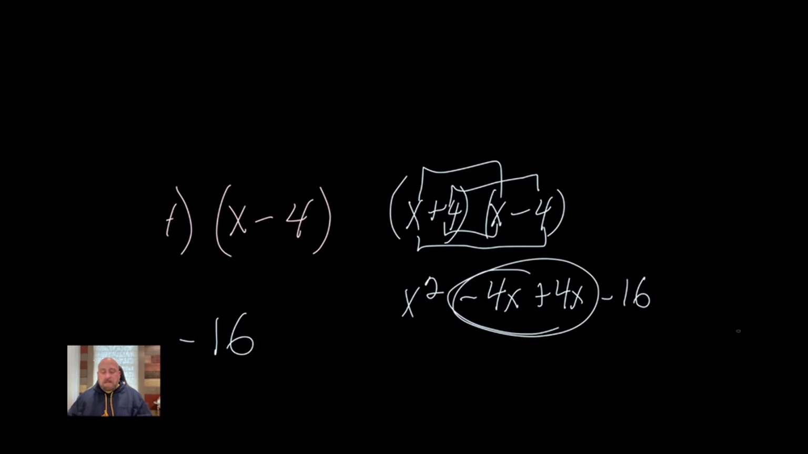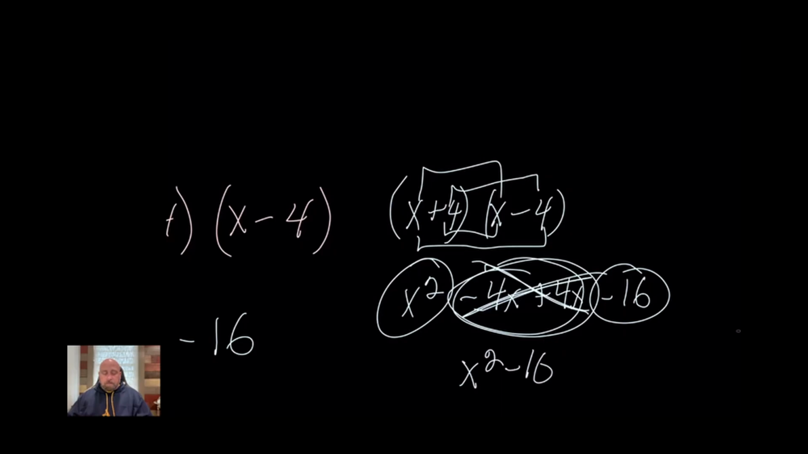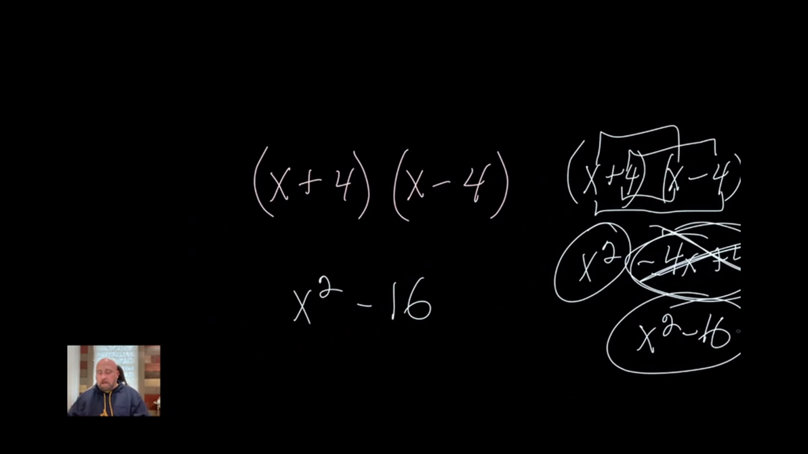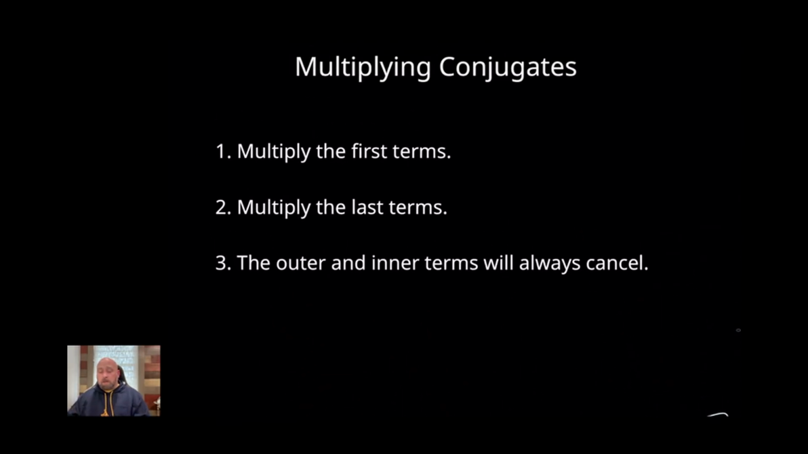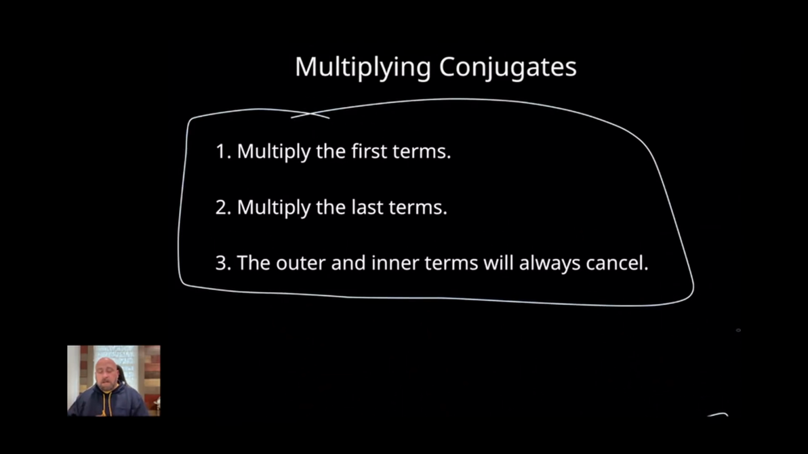Notice here with these inners, these always cancel each other out. Negative 4 and a positive 4 always are going to cancel out. So negative 4x plus a positive 4x, that's going to cancel every single time. And what are we left with? We're left with x squared minus 16. Okay, what did we have over here? X squared minus 16.